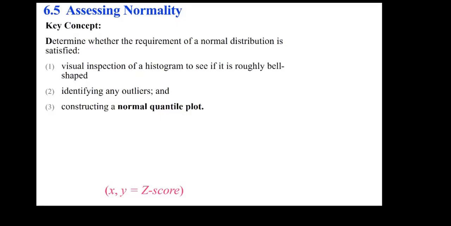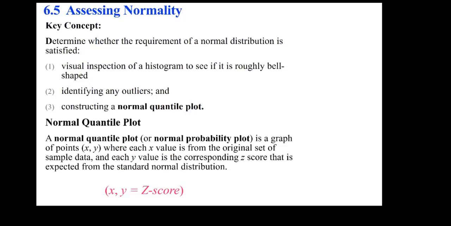Okay. So what is a normal quantile plot? A normal quantile plot or normal probability plot is a graph of points x comma y, where each x value is from the original set of the sample data, and the y value is corresponding to the z-score of that sample data that is expected from the standard normal distribution. So x is the value of the piece of data given, and then we calculate its corresponding z-score.